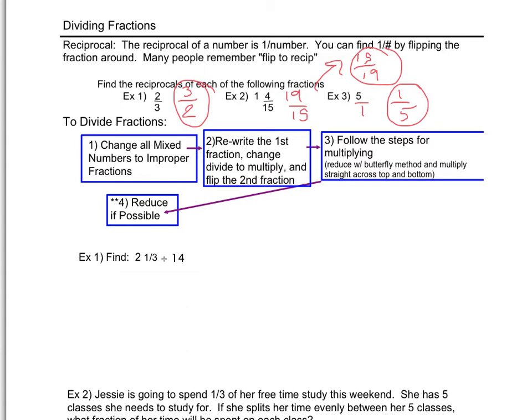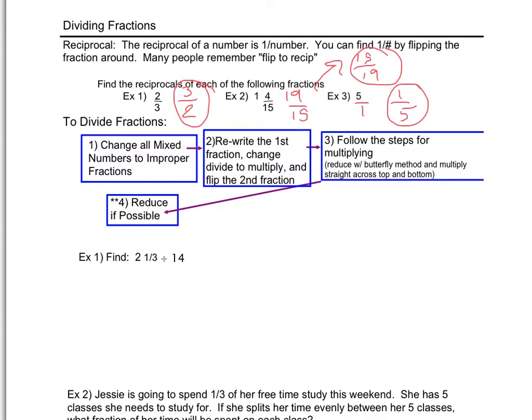From there, I now have a multiplication problem, so I just follow my steps for multiplying. Again, I have to reduce only if that butterfly method or that Band-Aid method, only if I didn't do that perfectly. So let's go ahead and look at some examples. On example number 1, I have 2 1/3 divided by 14. First thing I'm going to do is change my mixed numbers to improper fractions.